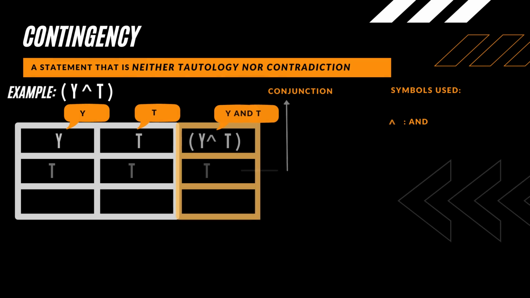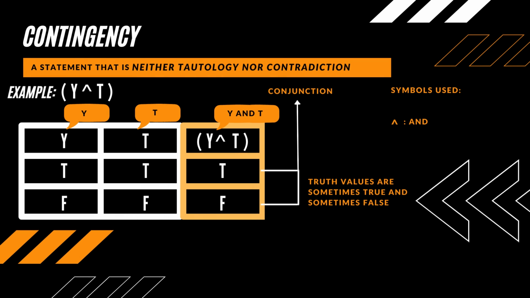Lastly, the contingency. Contingency is a statement that is neither tautology nor contradiction. It is a combination of true and false. As an example, we have this equation. In this equation, we can see the statements y, t, and the overall equation, which is y and t, which is again a conjunction because of the use of and.